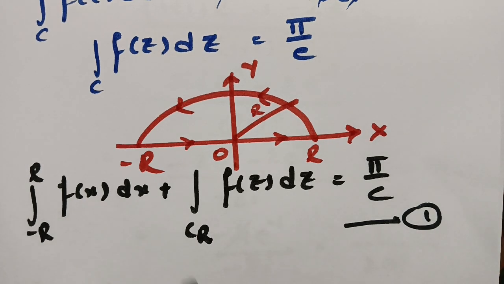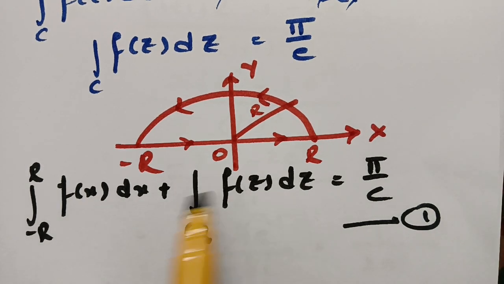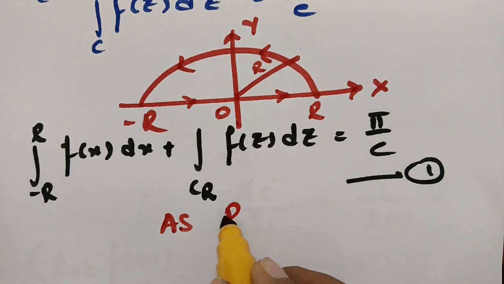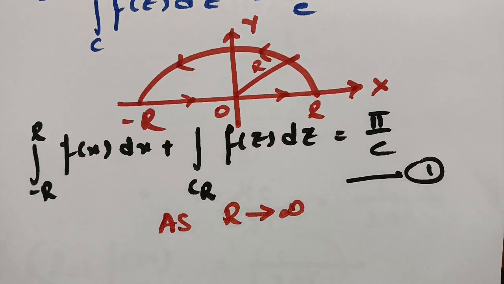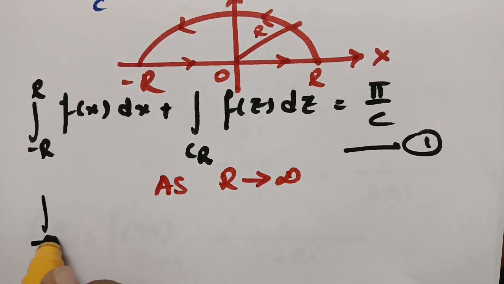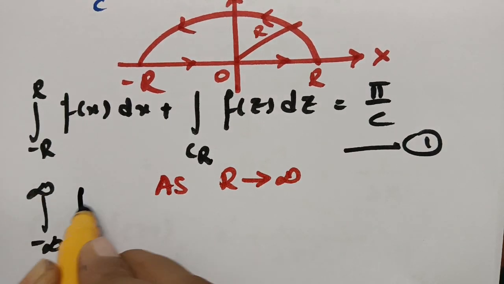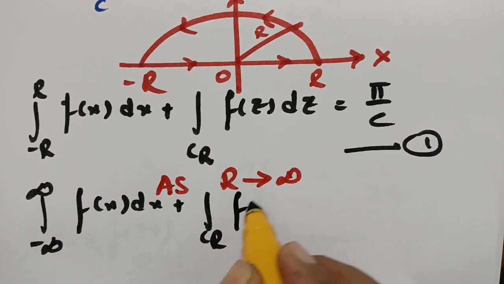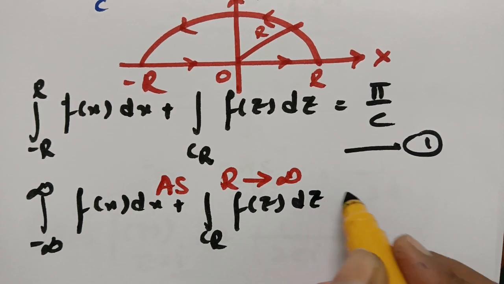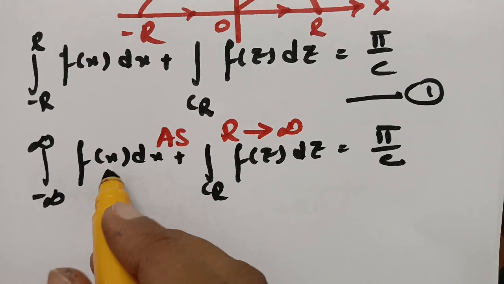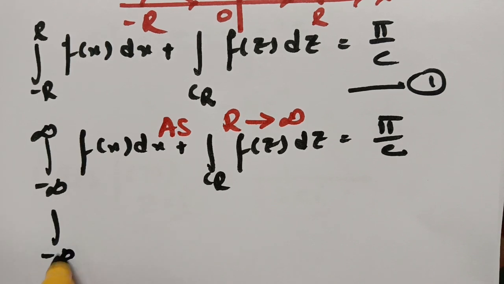Now we have to find these two integral values and substitute. As R tends to infinity, this is going to become integral from minus infinity to plus infinity of f of x dx plus integral over C R of f of z dz, equal to pi by e. See here, what is f of x?